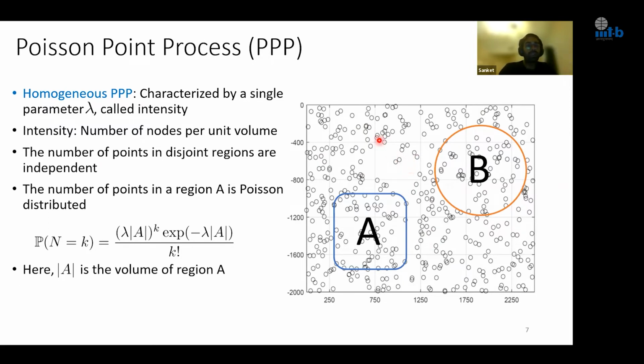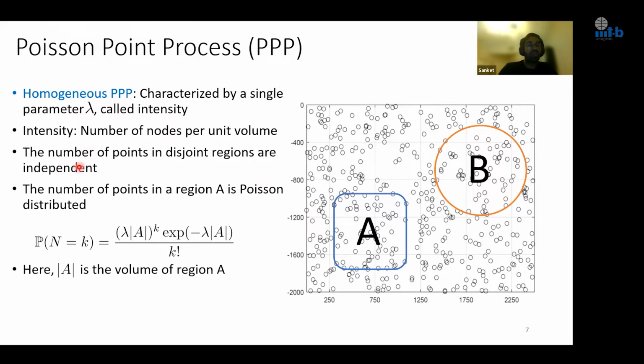Okay. So one of the popular point processes is the Poisson point process, or PPP, because the analysis is tractable for the PPP. There are other processes where you can have clusters of points and so on, but I will not talk about those point processes here. The homogeneous Poisson point process can be characterized by a single parameter called lambda, which is the intensity. That means the number of nodes per unit area in the case of 2D.